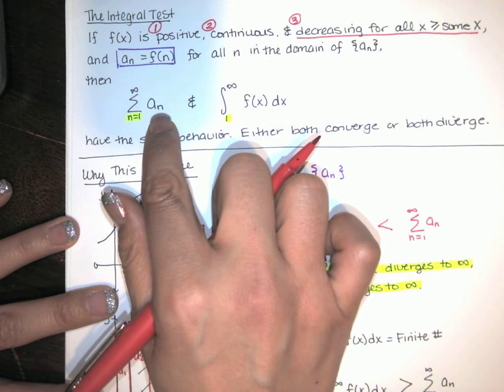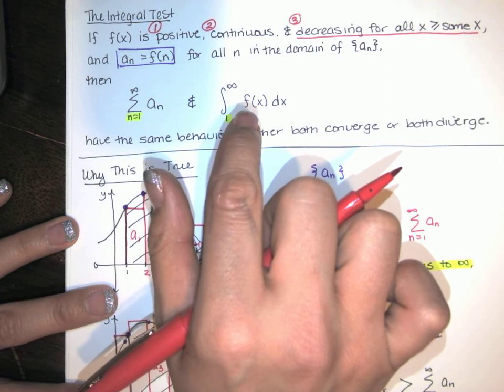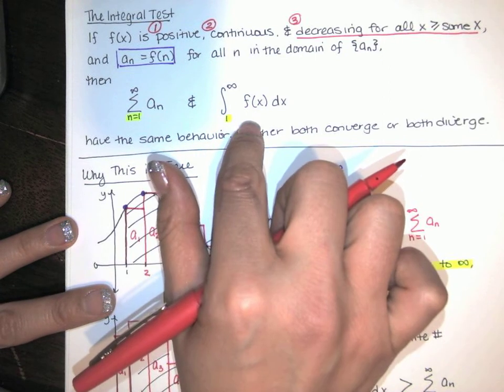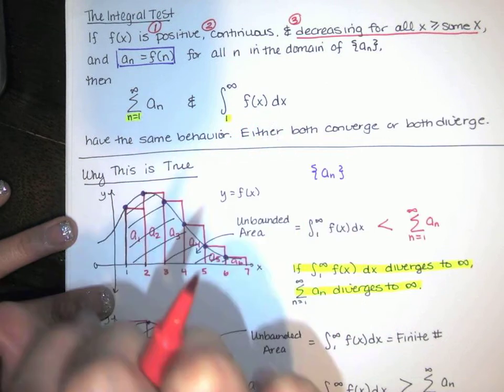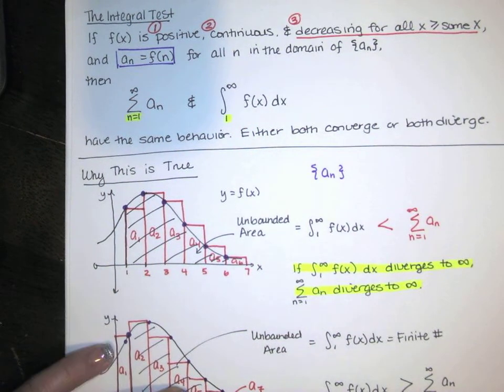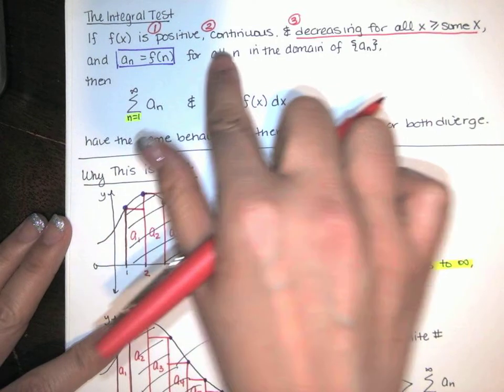then I can take the n in this a sub n, replace it with an x, and evaluate this integral. And if this integral converges, this series converges. If this integral diverges, this series diverges. Okay, so that's how it works. Now you can only use this test if those three things are true.